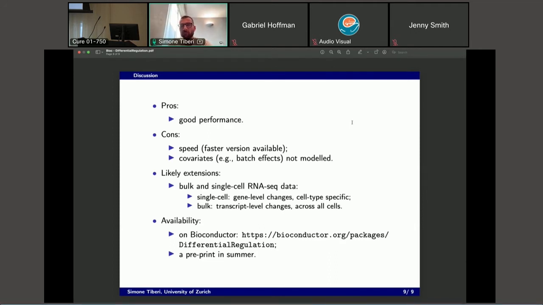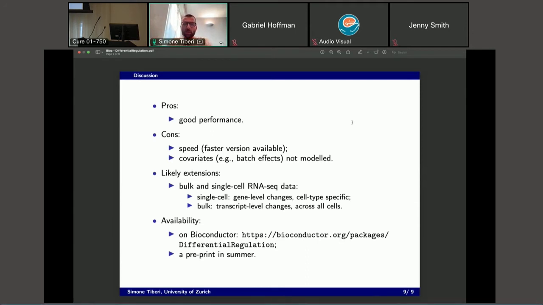I haven't spoken about this, but we actually have two versions available: the more complex version, but also a faster one, which doesn't do the gene allocation. It is slightly less accurate, but it's also faster. Covariates are also not modeled because it's not very easy to include them in this kind of model.